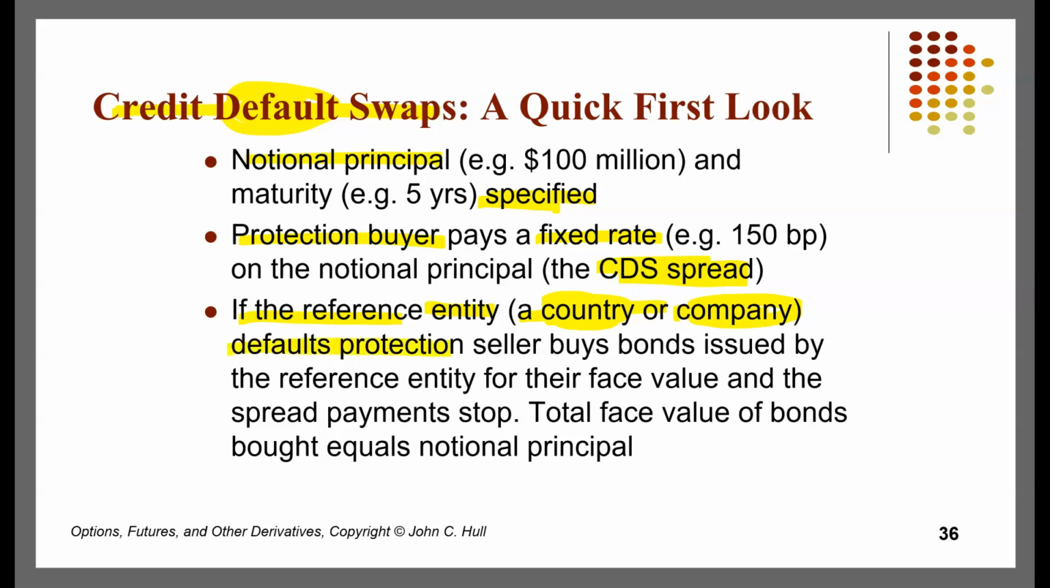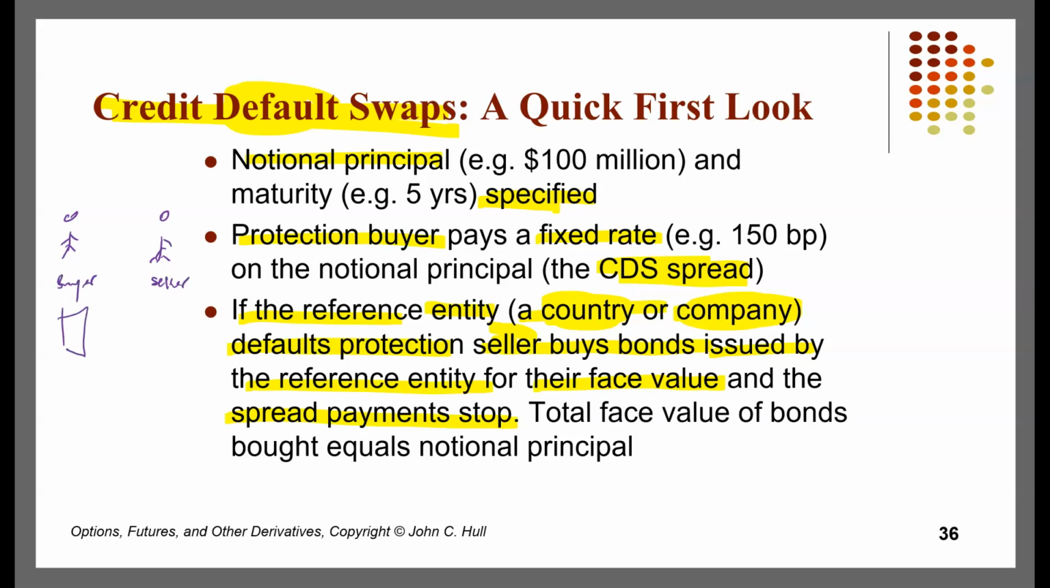In the event that they default, the seller of the swap would buy the bond issued by the reference entity for its face value, and the spread payments will stop. That is, when the underlying or reference company does default, the seller of the credit default swap essentially is going to retire the loan, the agreement, from the buyer, right? So we're going to have two parties. This is the seller of the contract. This is the buyer of the contract.